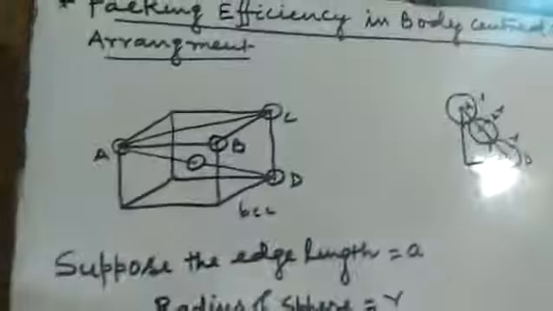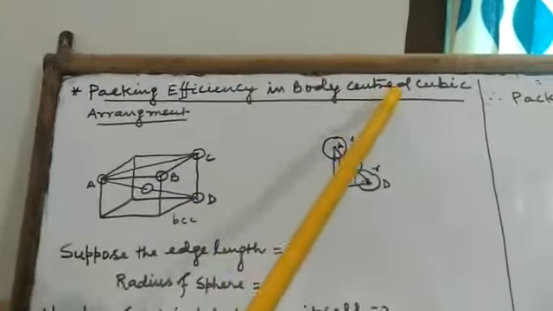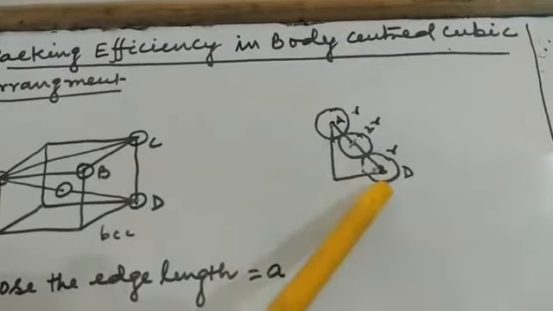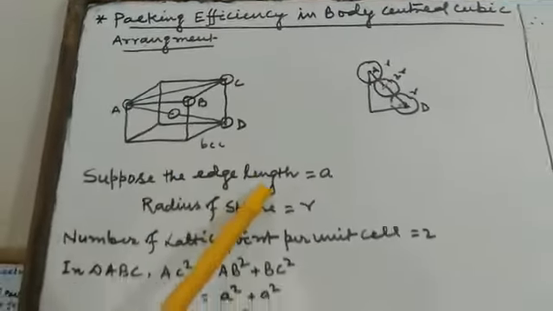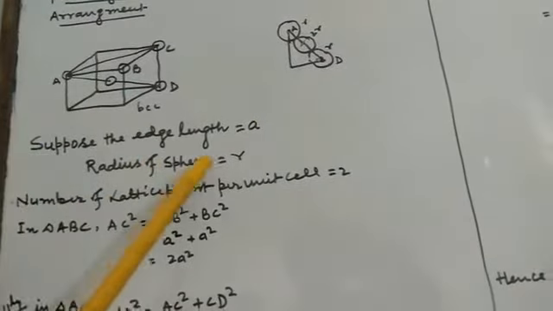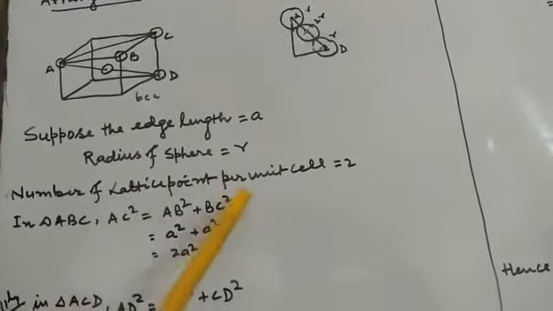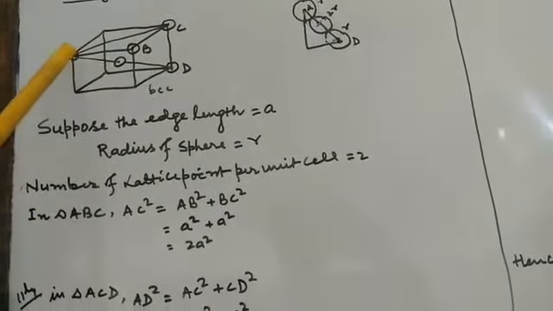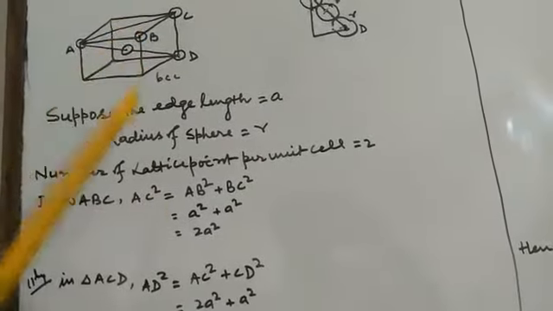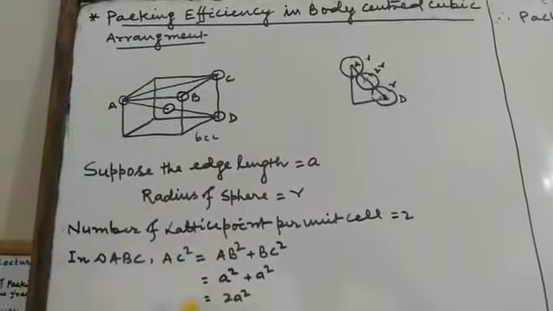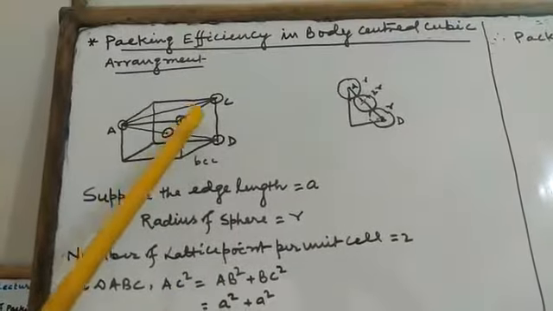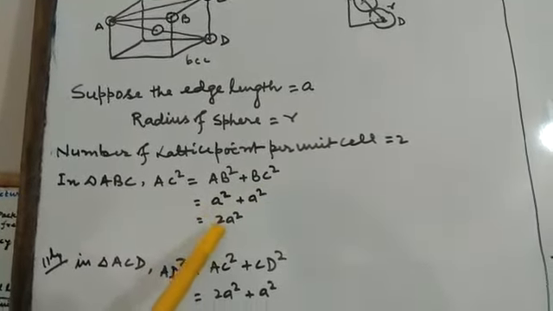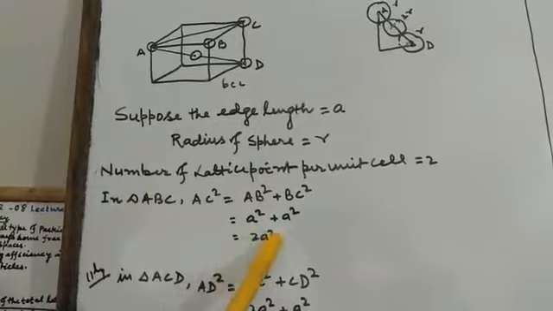Now our third arrangement is packing efficiency in body centered cubic arrangement. This is the body diagonal AD. Suppose the edge length is A and the radius of a sphere is R. The number of lattice points per unit cell is equal to 2. In triangle ABC, AC square equals AB square plus BC square, which is equal to A square plus A square, equal to 2A square.